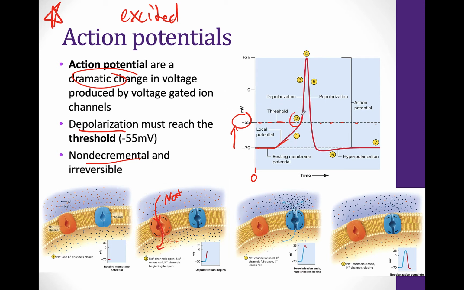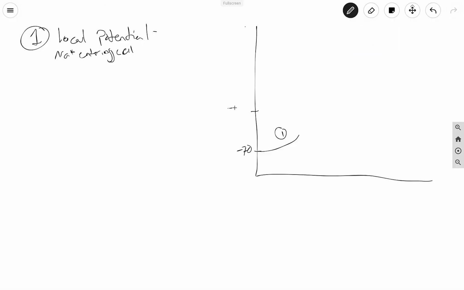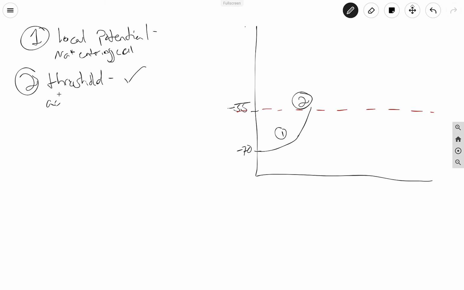So here at number 2, we have hit the threshold. So at number 2 here, we hit our threshold, and this means that the action potential is a go. So we're going to have an action potential.